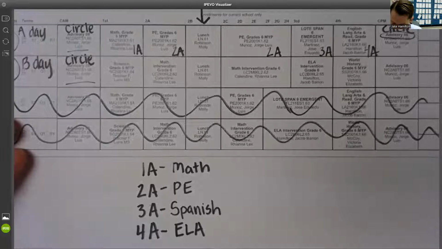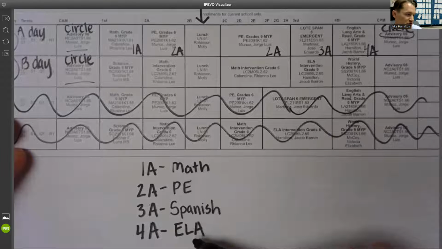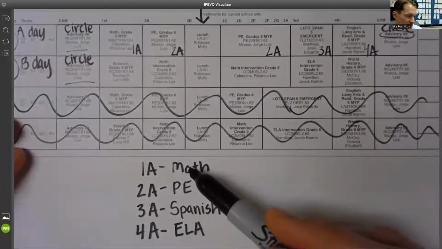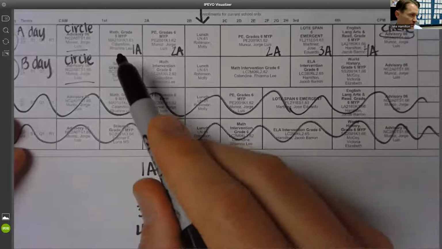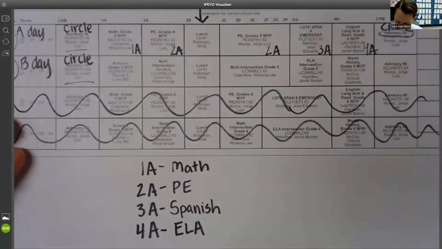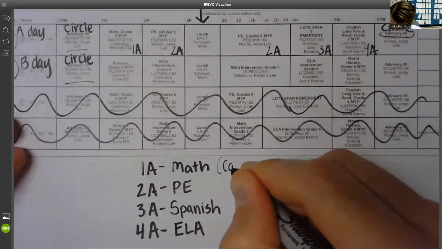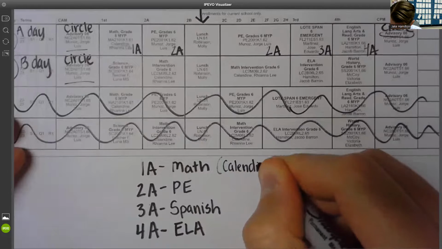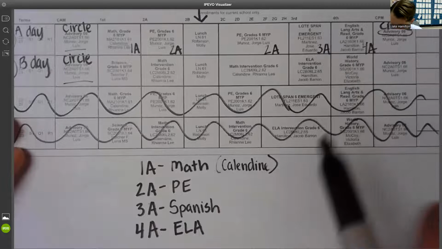Now, I have one other suggestion for you, and that is, remember, we've got 2 teachers for math and 2 teachers for English. So that means you need to know not only the subject for these 2, but also the teacher. So the last thing that I want you to add is I want you to look up here at your math and English classes and figure out which teacher you have. So this student has Calendine. So for math, they can write Calendine next to it. And for ELA, they have Hamilton.